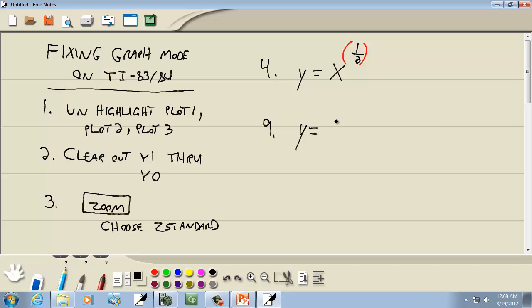Y is equal to x plus 2. You'll see more of this later on in the course. Whole section on this. I could care less what this graph looks like. What I'm demonstrating is how do you graph a fraction.